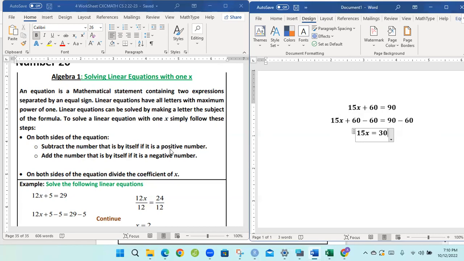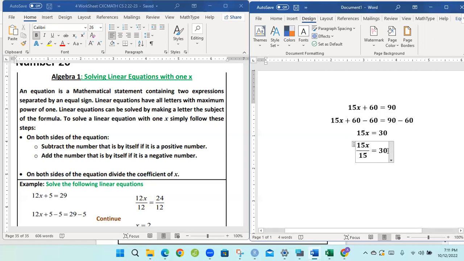And now, on both sides of the equation, divide by the coefficient of x. The coefficient of x is the number that is multiplying x. So the coefficient of x here is 15. So we have to divide by 15 on both sides. What you do on one side, you must repeat on the other side. So we have to divide by 15 to cancel out 15, because 15 is multiplying x.